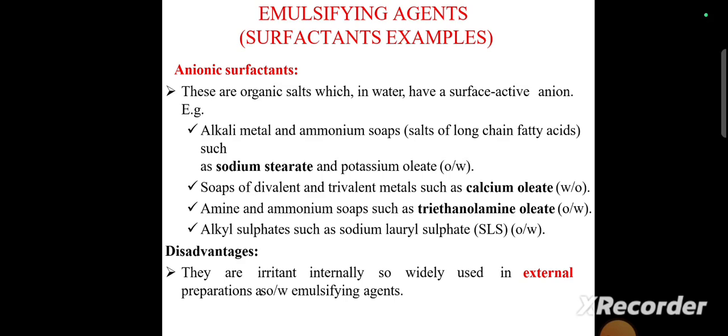But there are some disadvantages here. They are irritant internally, so they are widely used in external preparations as oil in water emulsifying agents.